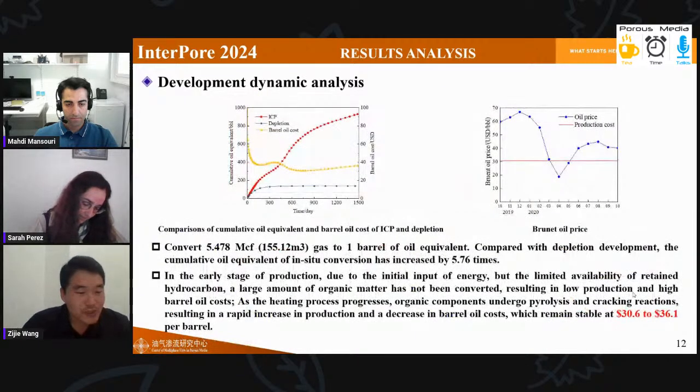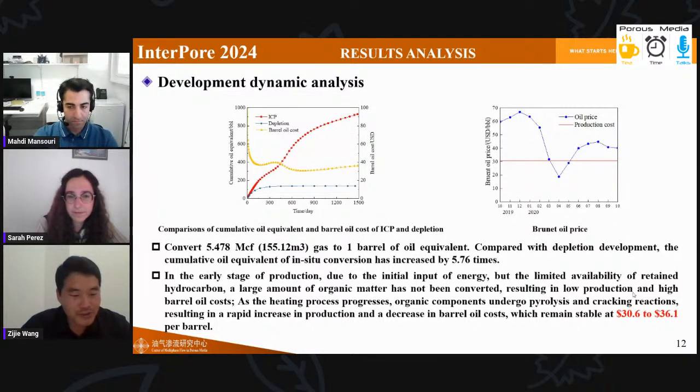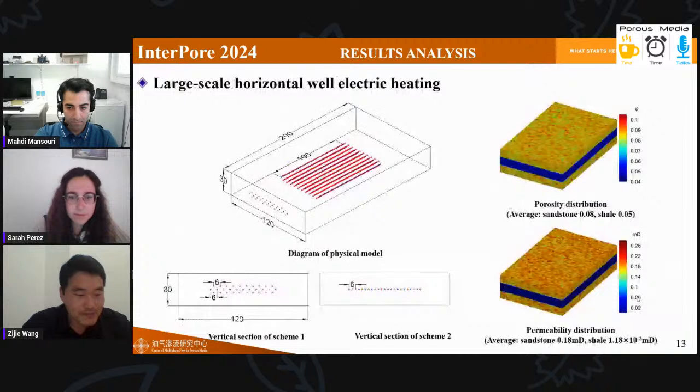In order to comprehensively compare oil and gas production, gas was converted to oil equivalent. Compared with depletion, the cumulative oil equivalent of ICP increased by 5.7 times. From the variation pattern of barrel oil cost, it can be seen that the production increases rapidly and the cost of barrel oil decreases, stabilizing at $30 to $36 per barrel.